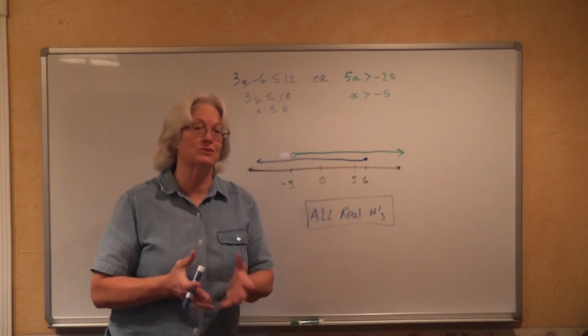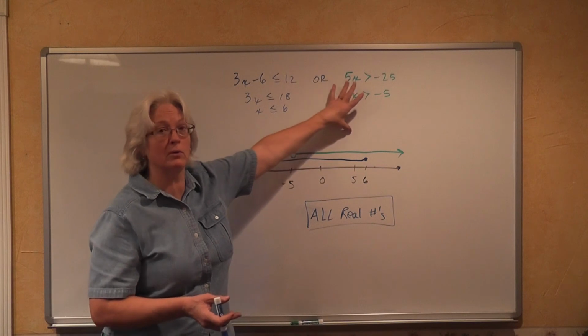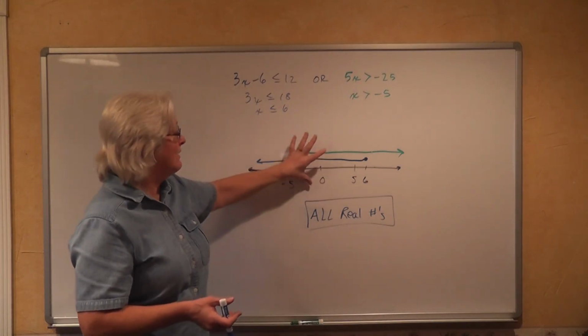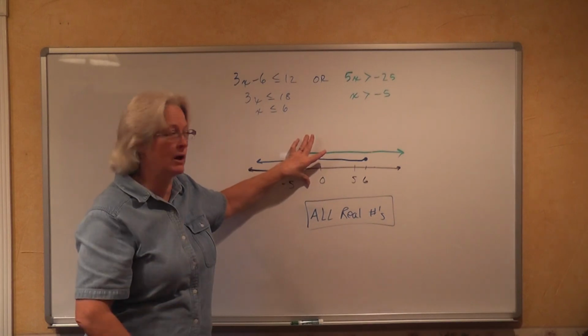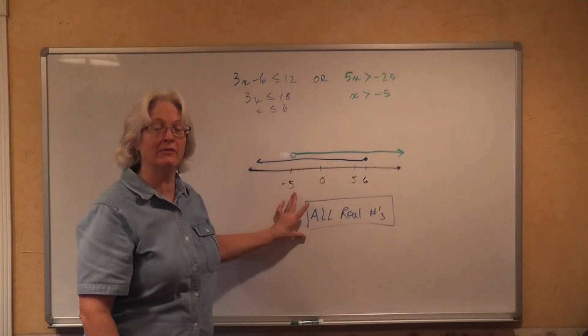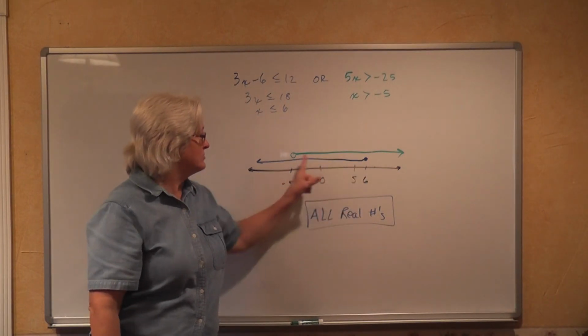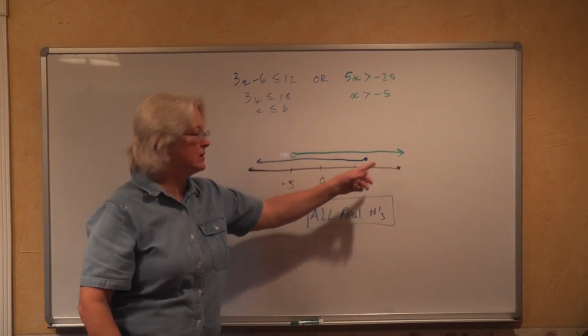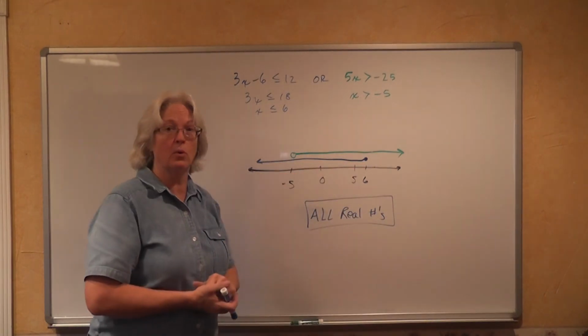I think these are very straightforward. Make sure that you remember you have to simplify your inequalities first. You have to graph both of those inequalities above the same number line, and then you have to show your solution as being the union of both of these inequalities.